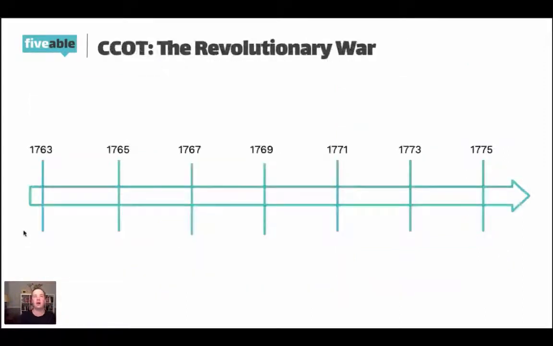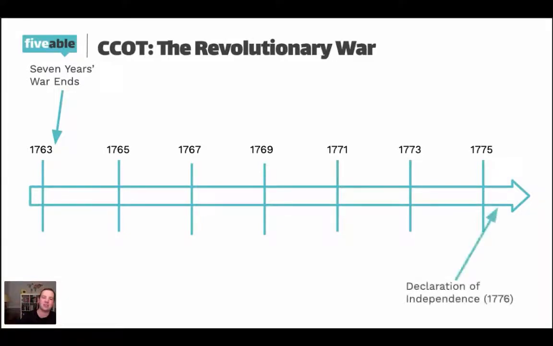All right, now let's go on to a CCOT type question. Notice I've made a timeline here, and it kind of has two parts to it. 1763, that really important date for a variety of reasons, but for right now, it's the 7 Years' War ends in 1763, and there's going to be a whole bunch of other things. Remember Pontiac's Rebellion and the Proclamation Line, things like that. And this is going to go all the way until 1776 with the Declaration of Independence.